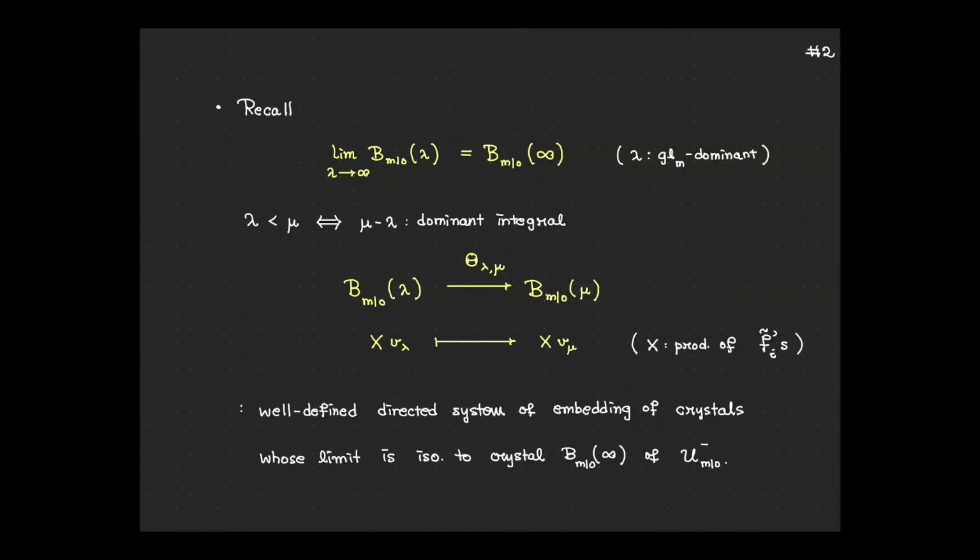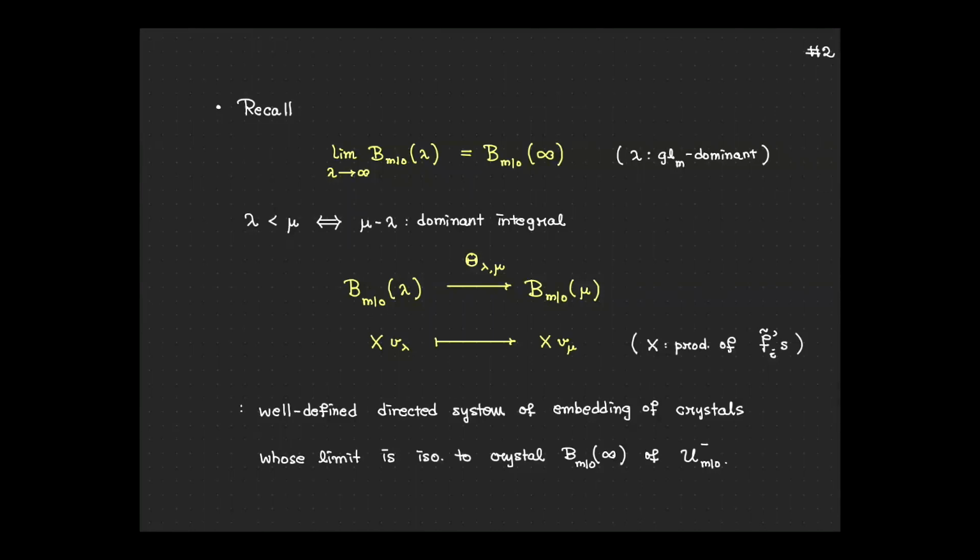Then there is a natural embedding of a crystal from B_m(lambda) to B_m(mu), which is given in this way. Any crystal element of B(lambda) can be given in this form, where X is a product of a finite number of crystal operators F_i. Then we just apply the same operator to the highest weight element in B(mu). Then this gives a well-defined crystal embedding. And then if we take a limit, this gives B(infinity).